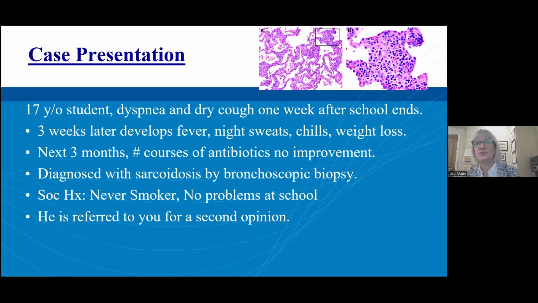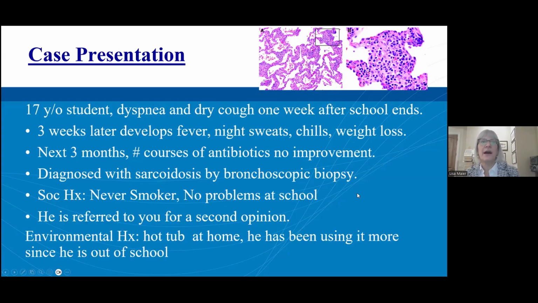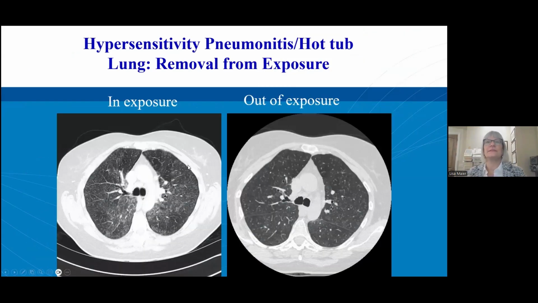He reported that three months after school had ended, he had gotten a number of courses of antibiotics and really hadn't improved. He had a bronchoscopic biopsy showing poorly formed granulomas, which made me raise my eyebrows, since sarcoidosis in general has well-formed ones. He really didn't have any history that I could find, except that when he was at home after school was out, he wasn't involved in sports, and he was using the hot tub in his parents' room, even submerging himself to the point where his nose was right above the water and pulling the top over his head. So to me this was hot tub lung, and you'll see nicely that his CT markedly improved when he was out of exposure. And this is hypersensitivity pneumonitis.